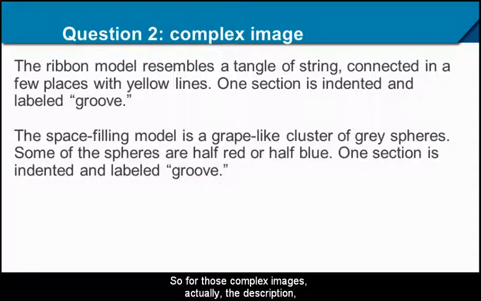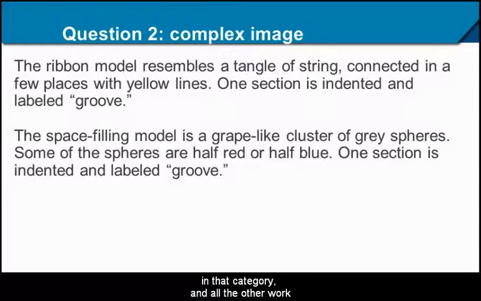So for those complex images, because the captions are so complete and descriptive themselves, these are fairly short alt text. The one on the left: the ribbon model resembles a tangle of string connected in a few places with yellow lines. One section is indented and labeled groove. The one on the right: space-filling model is a grape-like cluster of gray spheres. Some of the spheres are half red or half blue. One section is indented and labeled groove. So very straightforward, focus on the visual elements. There's no real data there except for the label, groove, if you want to put it in that category.